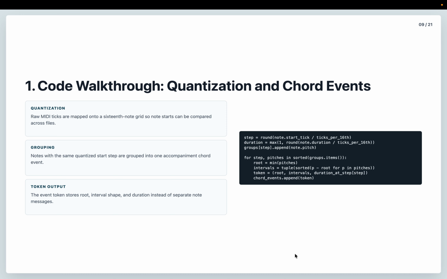Quantization is a modeling assumption. It makes the data easier to compare across songs, but it also removes micro-timing. I choose 16th notes because it is detailed enough for many pop accompaniment rhythms while keeping the vocabulary manageable. I would also point out that grouping notes by starting steps is what lets the model represent chords instead of treating harmony as a random sequence of individual pitches.